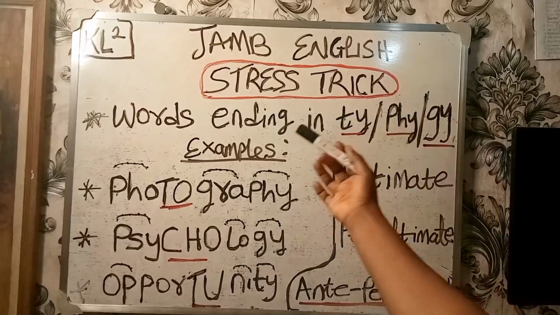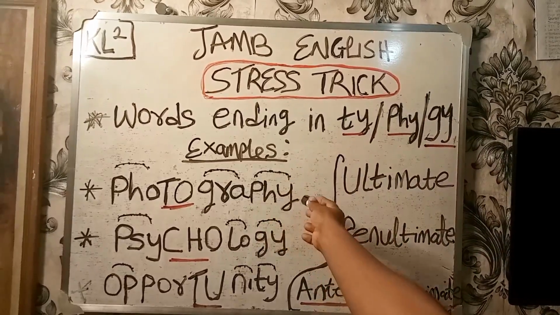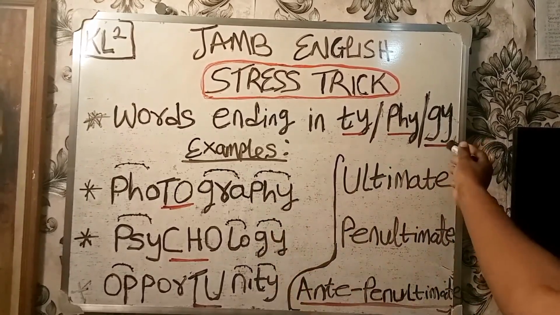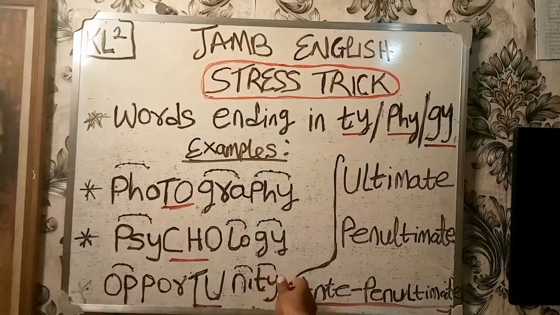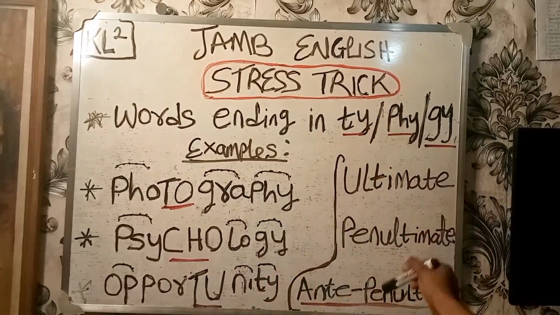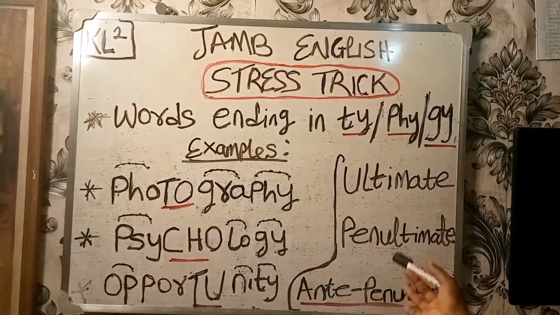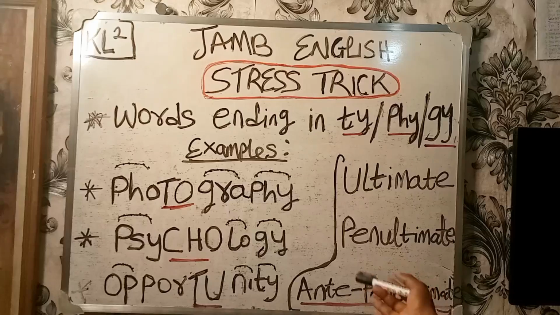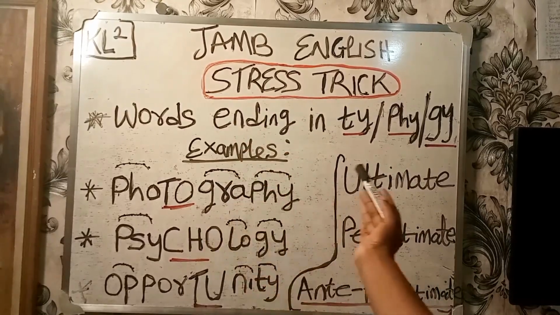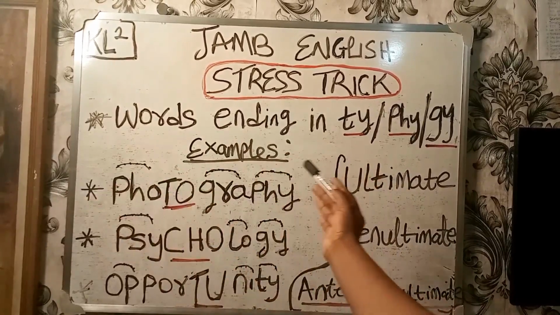Firstly, we have words ending in T, F, and G. F as in photography, G as in psychology, and T as in opportunity. So this is how to understand this rule. The rule is that you count backwards, that is from the end. So the third syllable from the end is capitalized as the stress. Now this third syllable is called the antepenultimate.